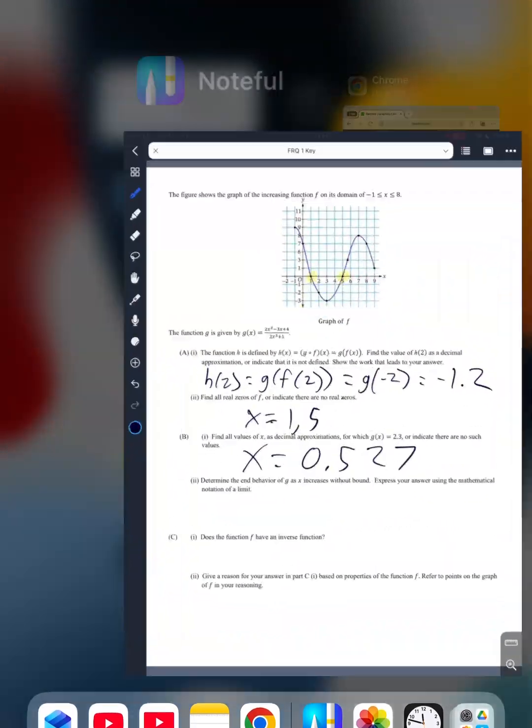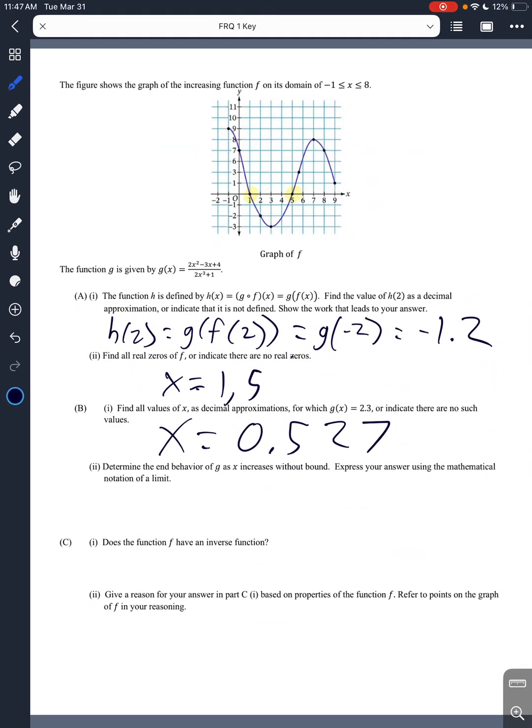Okay, B2. Determine the end behavior of g as x increases without bound. We're going to do this with a limit. So this is the limit as x goes to something of g of x equals. And we need to fill out what is x going to and what does g of x go to when x goes there. So it says x increases without bound. Because that says increases without bound, that means x is going to infinity. If it said decreases, that's negative infinity.